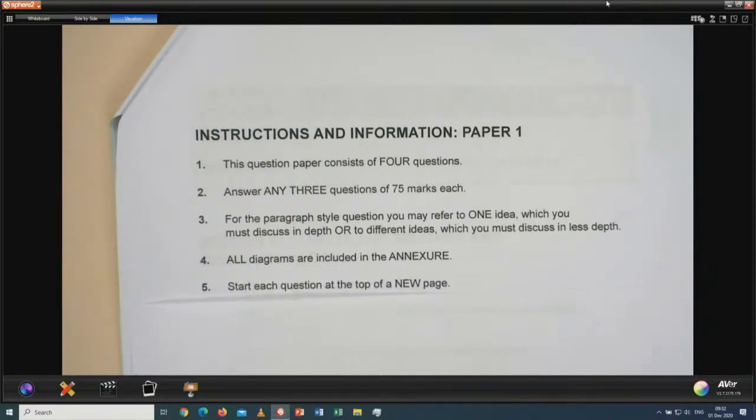Start each question at the top of a new page. Please don't be stingy, you are going to be given a booklet. So each and every question should be on a new page. When you finish, say question 1 in the center of the page.